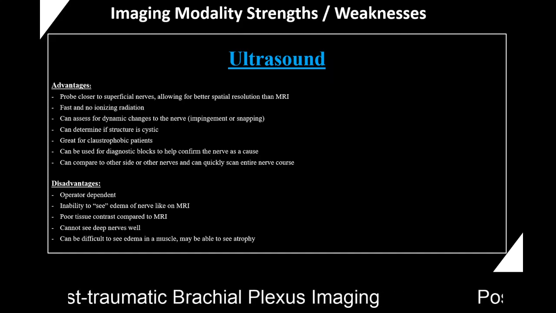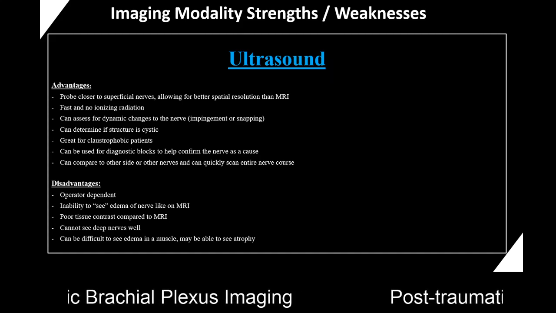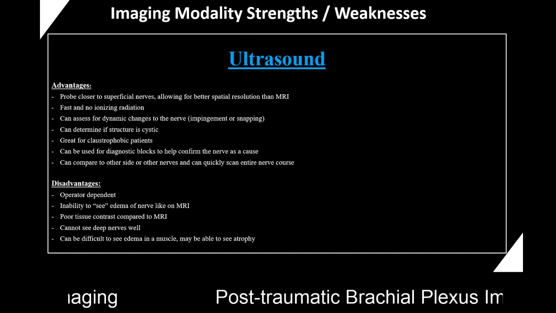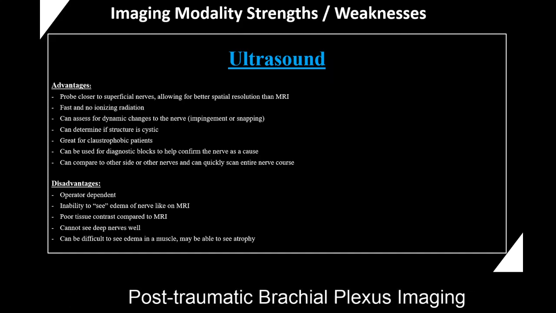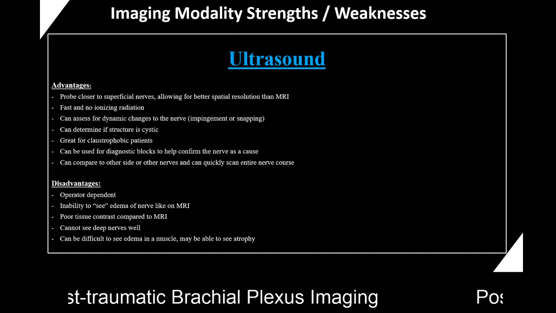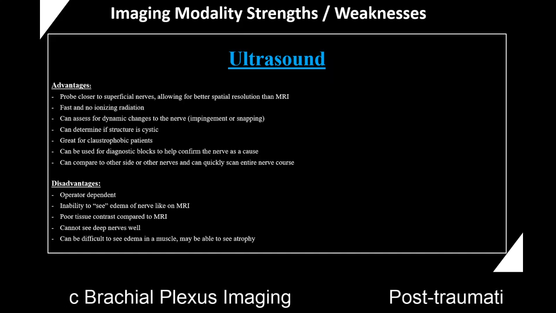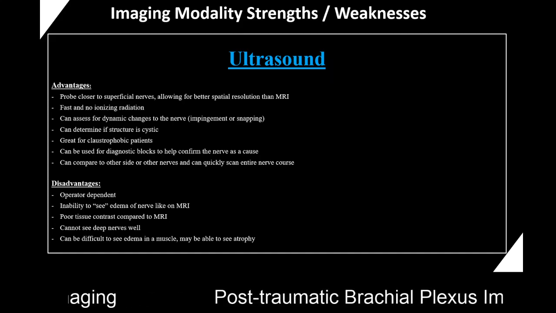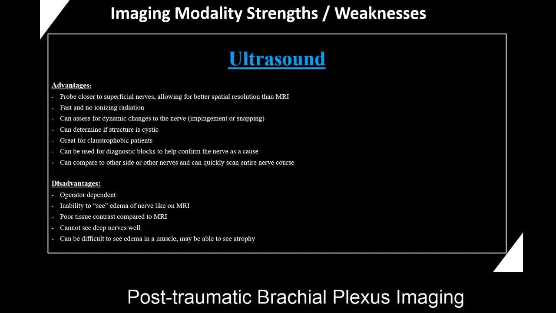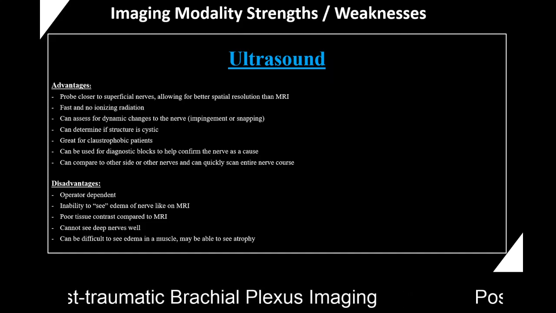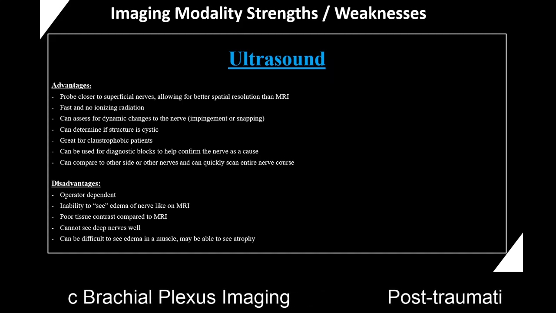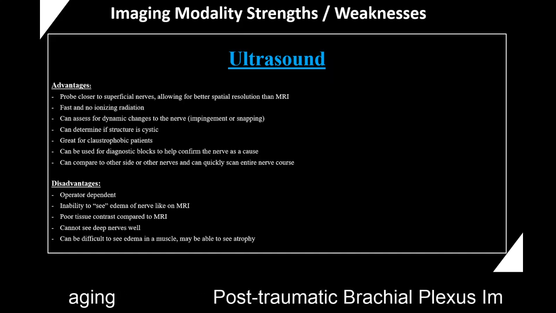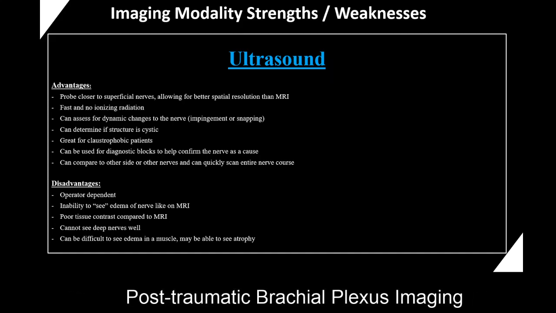High-resolution ultrasound is another imaging modality used to look at the peripheral nerves. There are several advantages and disadvantages. In the advantage column, the probe, when it's closer to superficial nerves using high-frequency linear transducers, allows for better spatial resolution than MRI. It's a fast imaging modality and does not require the use of ionizing radiation. We can assess for dynamic changes of the nerve, such as impingement or snapping. We can determine if a structure is solid or cystic, if it has blood flow in or around it. This is an excellent imaging modality for claustrophobic patients that cannot tolerate being inside of a magnet for 30 to 60 minutes. This can be used to guide diagnostic nerve blocks if a nerve is suspected in terms of causing pain for a patient. And we can use the other nerves or the contralateral side as a comparison, assuming the other side is not affected, and we can quickly scan the entire course of a nerve.